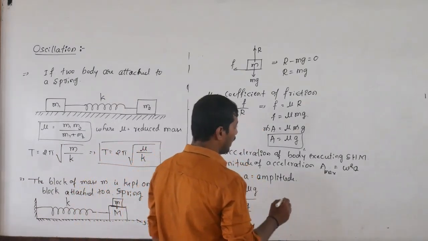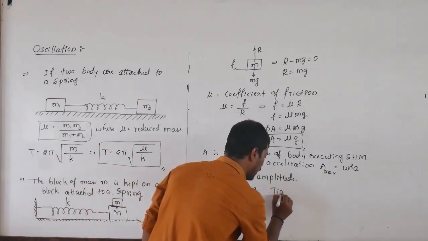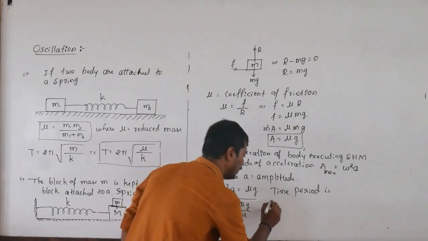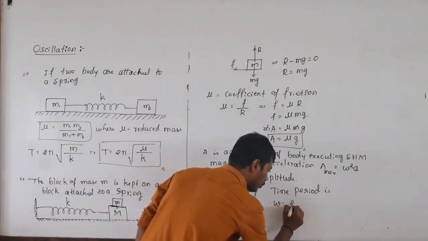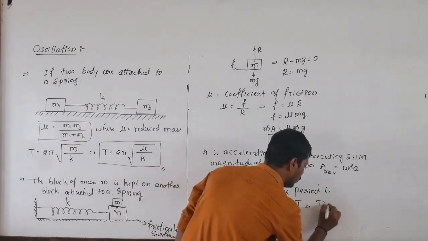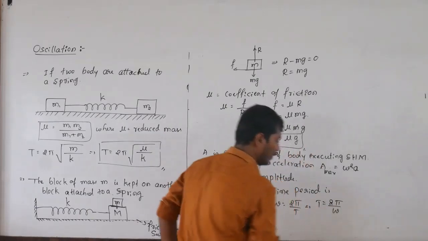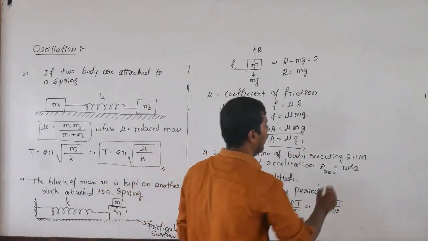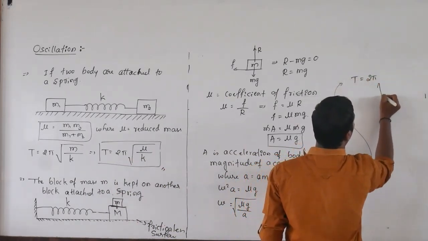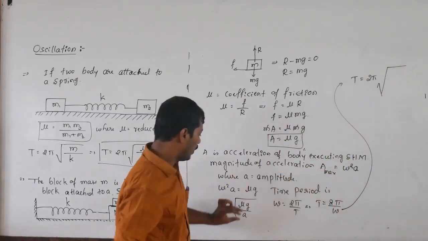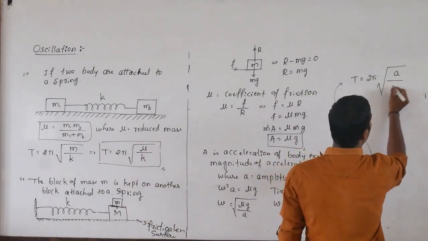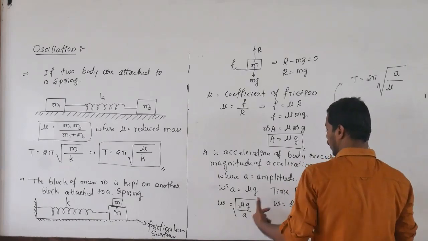The next is the time period. We want the time period now. Omega is equal to 2 pi divided by t, then t is equal to 2 pi divided by omega. Then the time period is directly 2 pi under root, taking the reciprocal of these two: maximum displacement, the amplitude, divided by coefficient of friction into z.